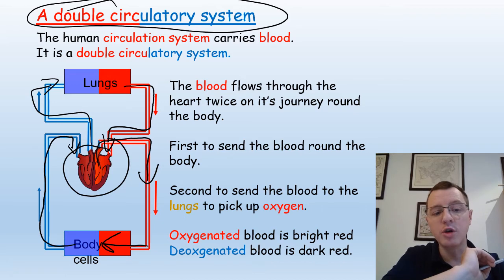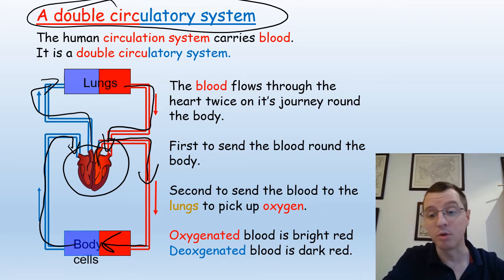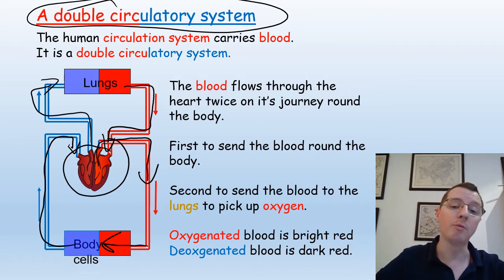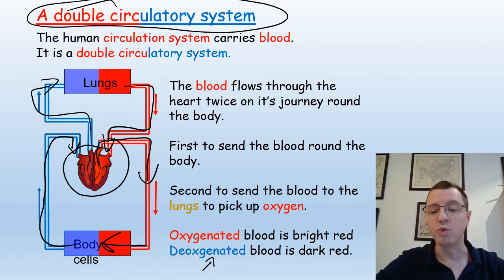So for one journey around the body, from the lungs to the body cells and back to the lungs, blood actually passes through the heart twice. Now in our diagrams we use the blue colour to show deoxygenated blood, but in real life deoxygenated blood is a very dark red colour. When it picks up oxygen it becomes a very vibrant red colour.